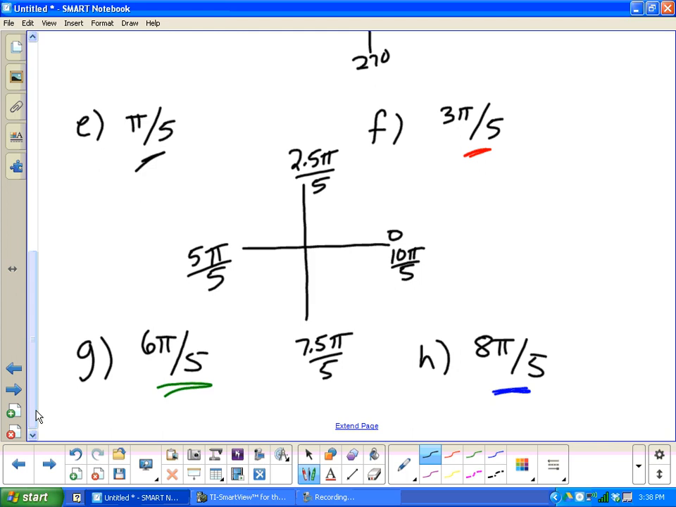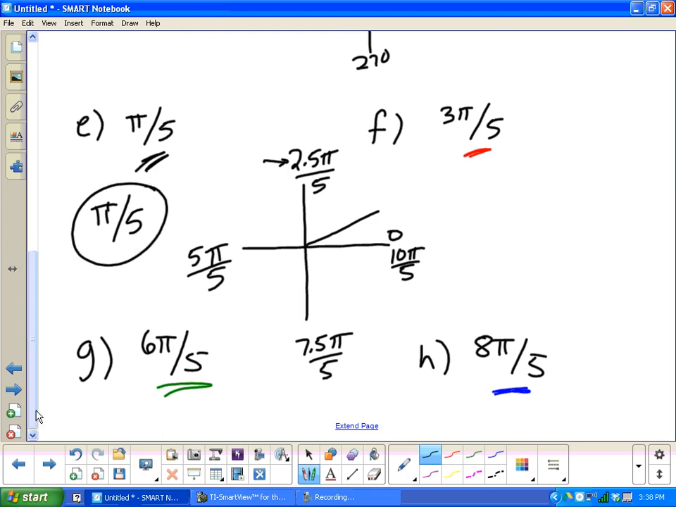Okay, so now let's imagine here, where would pi over 5 be? So this was 2.5 pi over 5. So that's going to fall in the first quadrant. Somewhere right along in there. Now, the question is, what's the reference angle? If it's in the first quadrant, then it's pretty simple. The reference angle is just the same as the standard position angle. It's just pi over 5.